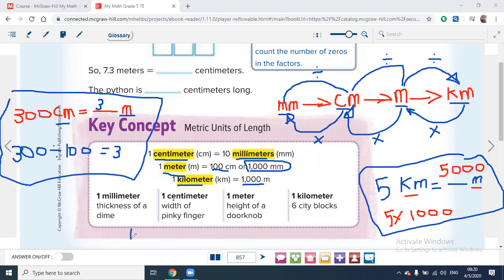If I have a question like this, 100 centimeter equals how many millimeter? You have to multiply by what, Fauzan? By 10. So I have to multiply 100 centimeter by 10. So the answer will be 1,000 millimeters. So 1 meter equal 100 centimeter or 1,000 millimeters. Okay? Now let's go for the next page. Please go for next page.